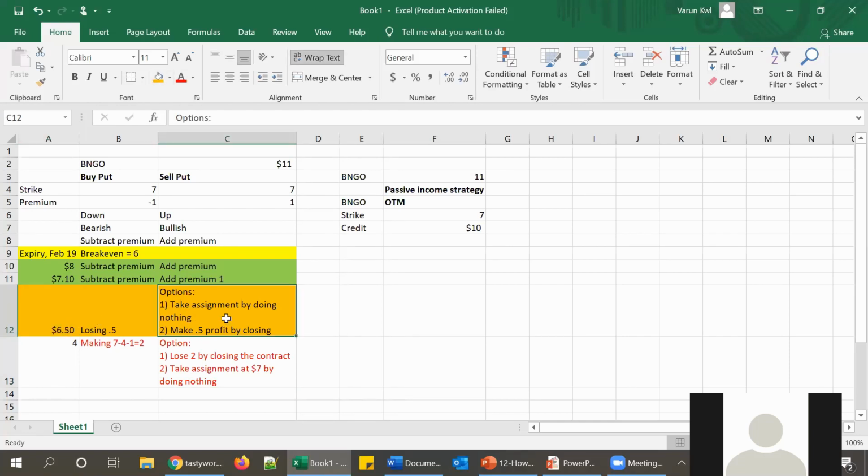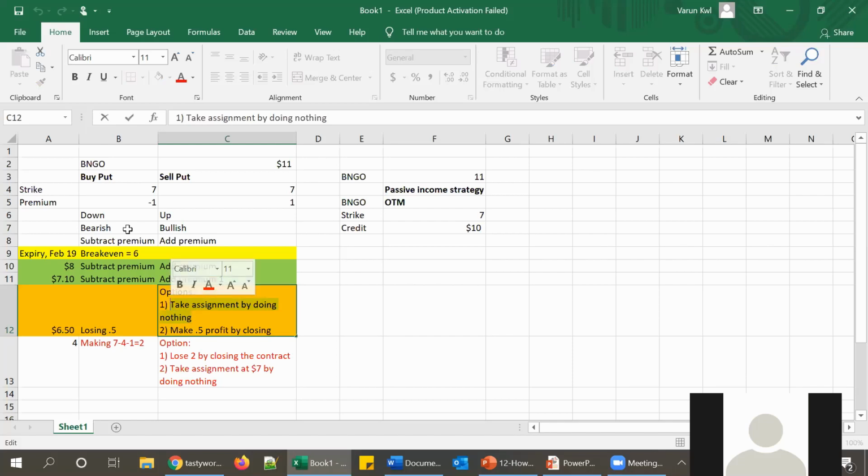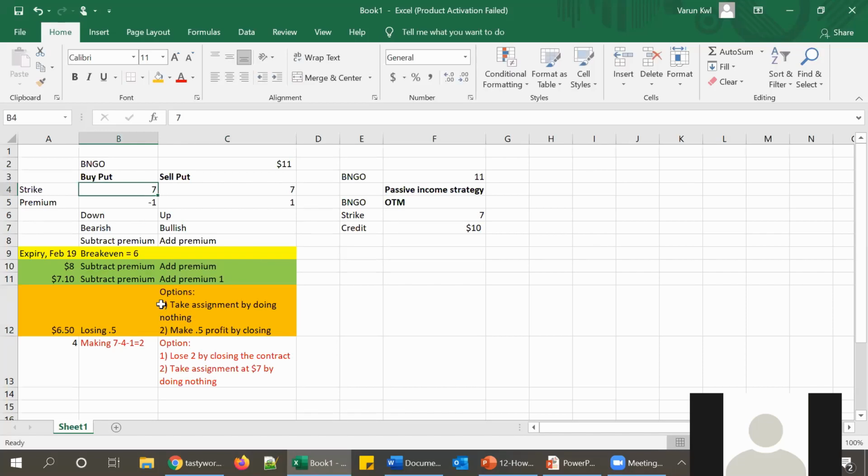Though I am making money here, by the way, as a seller, I am making money, but if I don't do anything, then those stocks will be assigned to me because it is below strike. So that's a part of the contract, right? And is it really bad if it gets assigned and you have enough capital? What do you guys say?